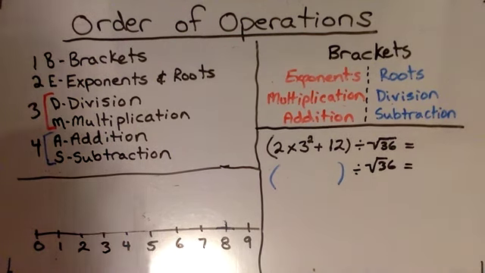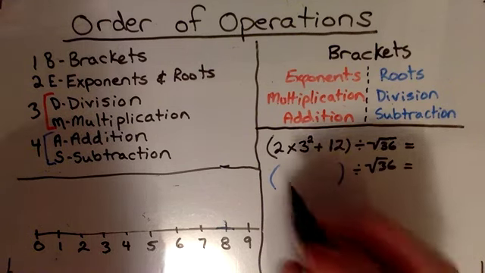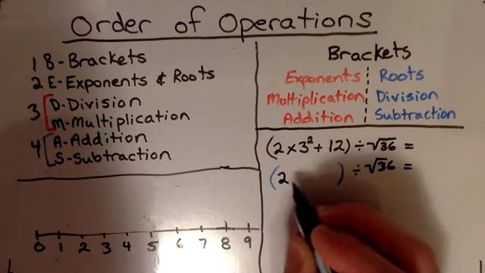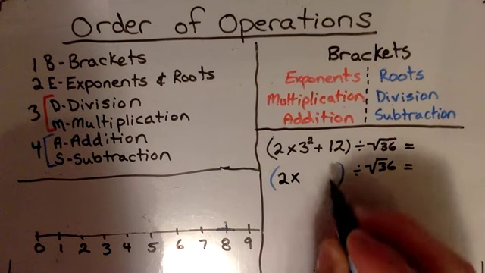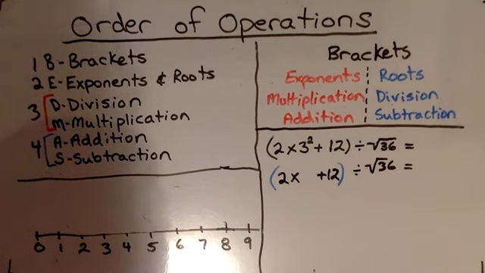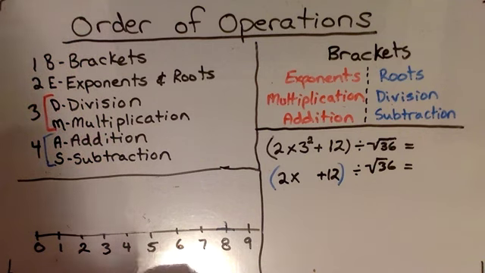Okay, so in the bracket, we don't have any more brackets inside the bracket, but we do have an exponent. So I'm going to make sure we do our exponent next. So we're still going to do 2 times, and we're still going to add that 12 on. But the next thing we need to do is deal with this exponent.